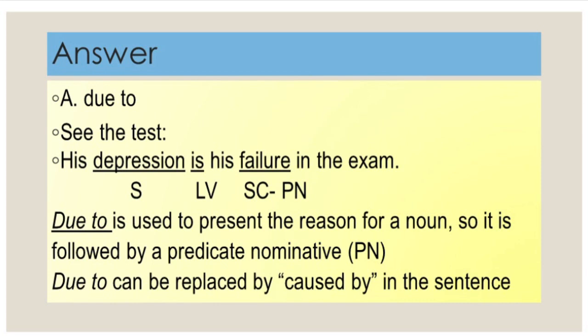Due to is used to present the reason for a noun. So it is followed by a predicate nominative. Now, in the sentence, depression is the noun given reason by due to. If we insert due to there, due to introduces a predicate nominative. So therefore, choosing due to is very wise. Our answer there should be A.